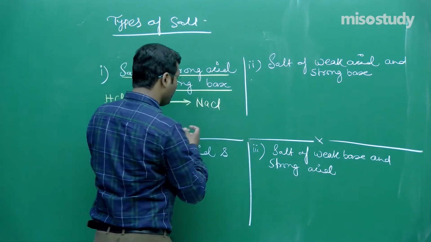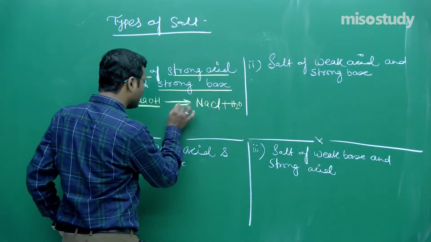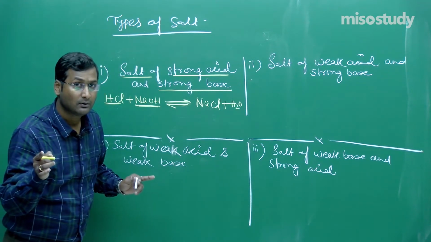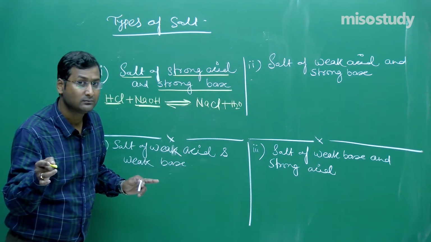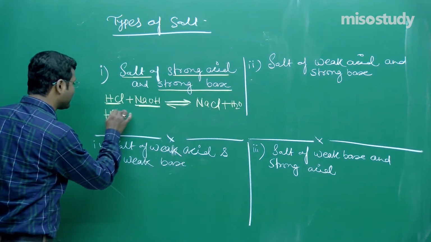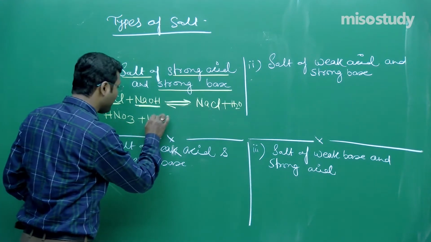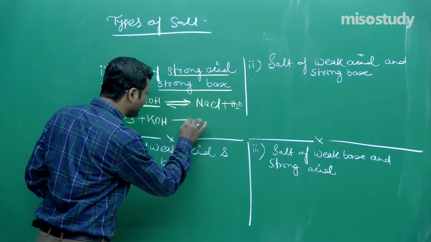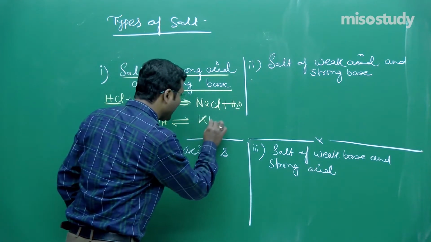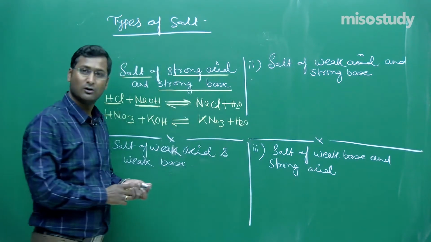You can write here NaCl plus H2O. It's so simple. Now, if I take another example, then what will happen? Give one example of a strong acid. Just remember this. If I write like this, HNO3 plus take an example of a strong base, that is KOH. Now, what will happen? It will give KNO3 plus H2O.